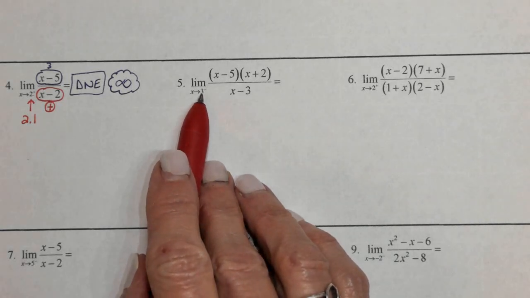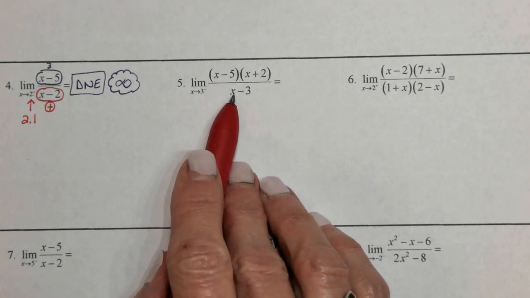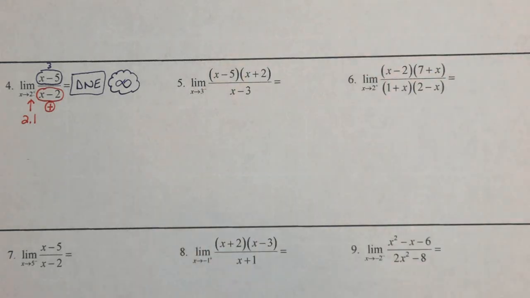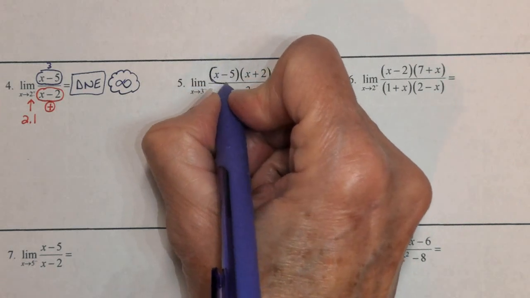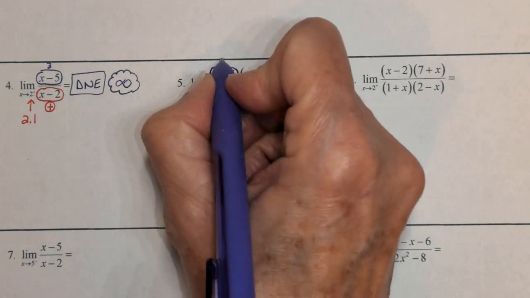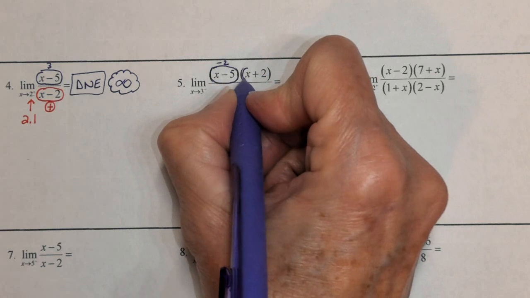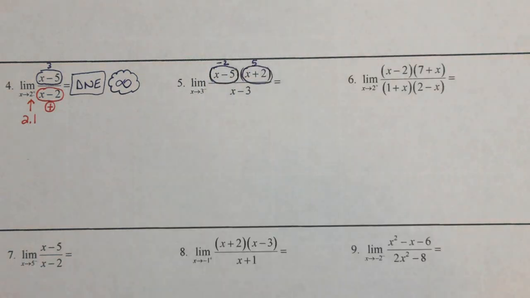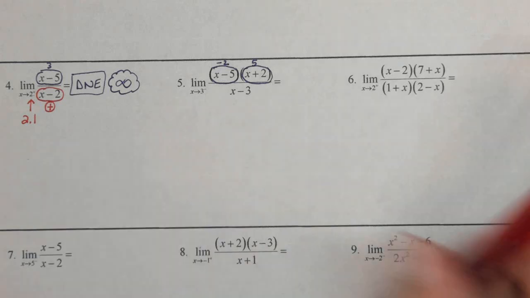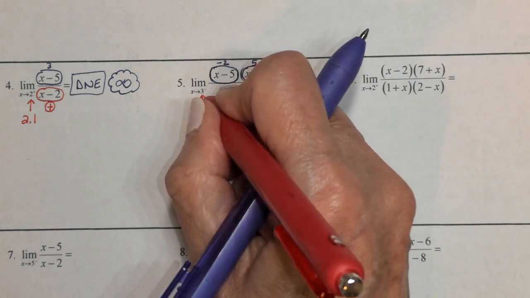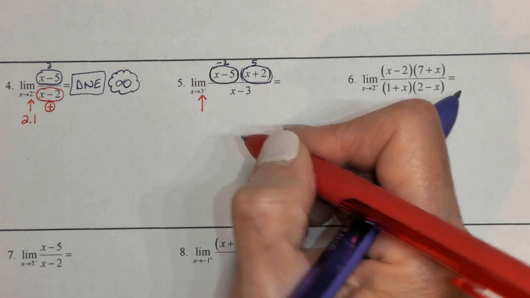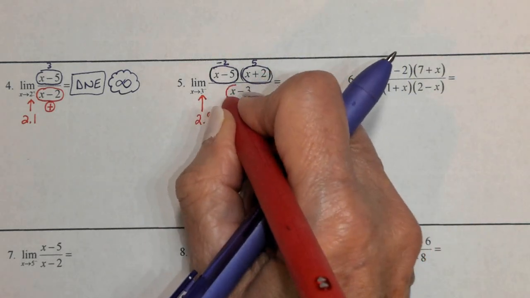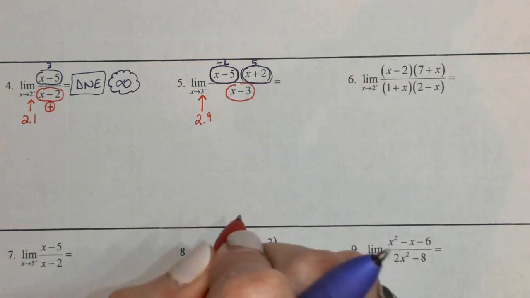All right. We're approaching 3 from the left. If I plug in 3, I do get 0 on the bottom. Up on top, though, what do I get? I get negative 2 times 5. Again, I'm approaching 3, but from the left, a little bit lower than 3, so maybe I'll plug in a 2.9, only to see what the sign is. I know this is going to 0.